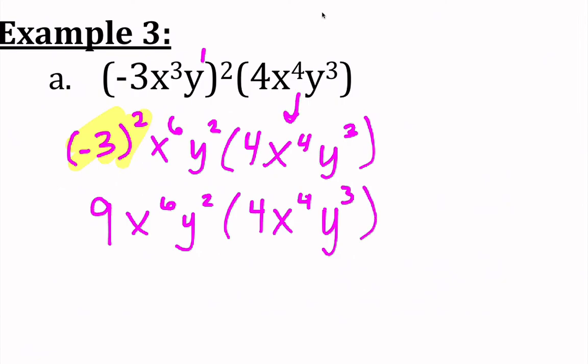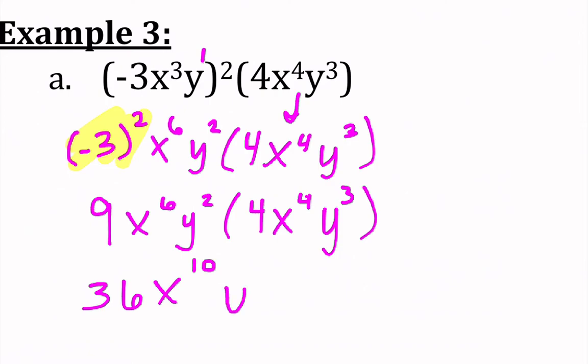Okay, from here, it's exactly what we did yesterday. So I know we take care of the regular numbers first. My regular numbers are 9 and 4. So I know we're going to multiply those together, treat them like normal. 9 times 4 is 36. Okay, then I have x to the 6th over here, and I'm multiplying by x to the 4th. So I know together I'm going to add 6 plus 4. That's going to give me x to the 10th.